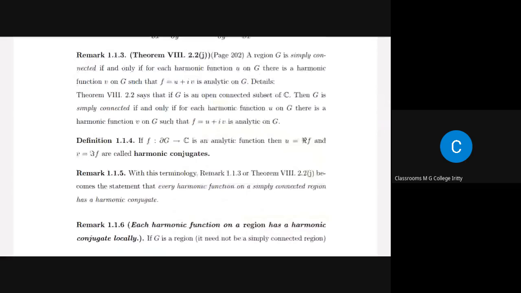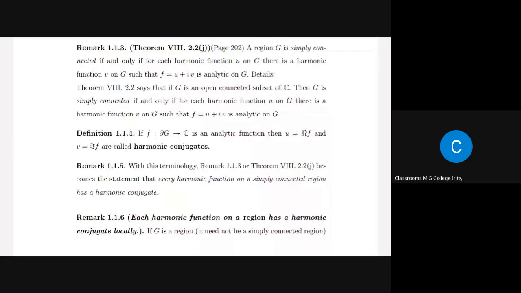Next, definition 1.1.4. It says that if u and v are the real and imaginary parts of an analytic function, then we say that u and v are harmonic conjugates. Also, we have a note that if f of z equal to u plus iv is analytic, then so is i times f of z equal to minus v plus iu. So, if u and v are harmonic conjugates, so are u and minus v.